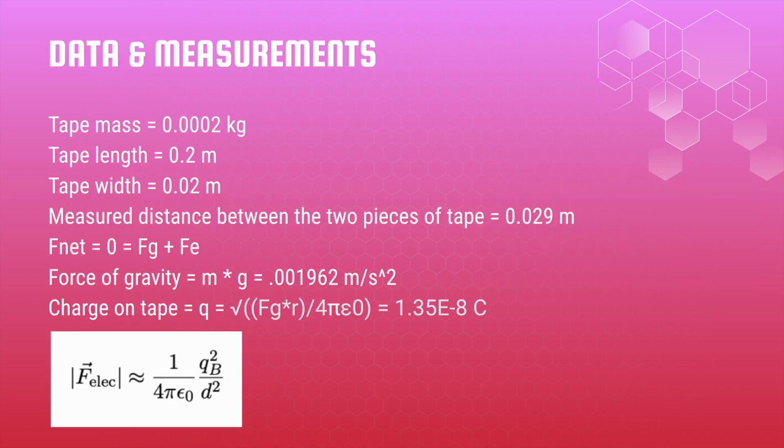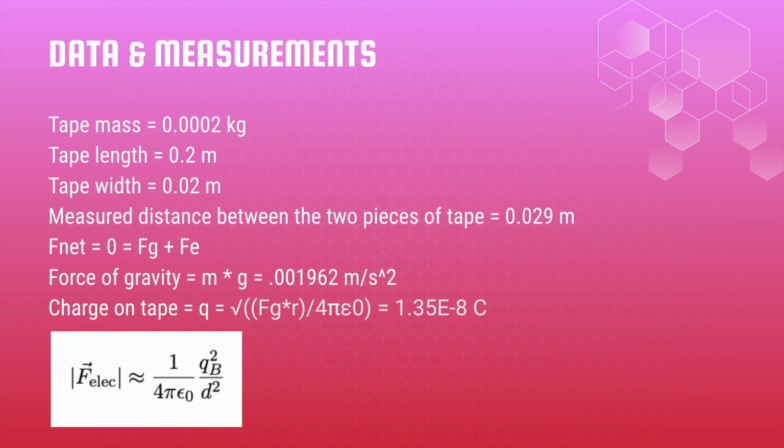Here's some of the data and measurements from my experiment. I found that the mass of the tape was about 0.0002 kilograms, the length was 0.2 meters, and the width was 0.02 meters. The measured distance between the 2 pieces of tape was 0.029 meters. F net is 0, and the force of gravity was around 0.001962 meters per second squared.